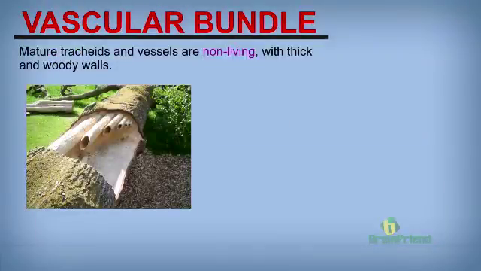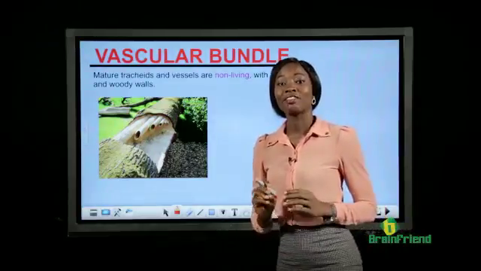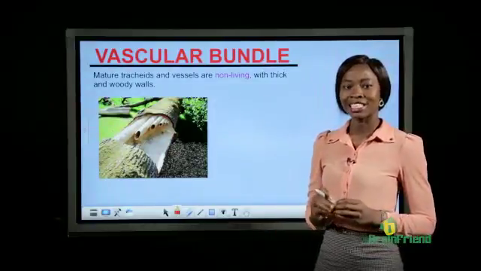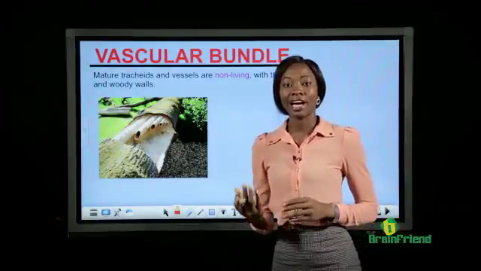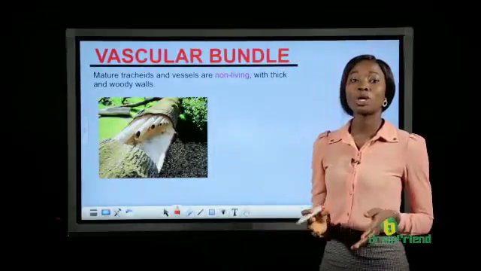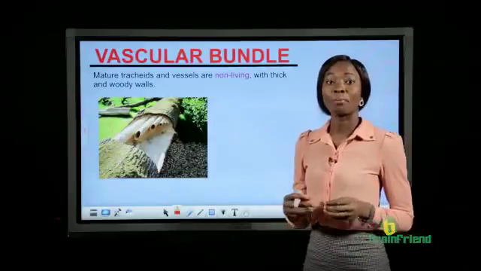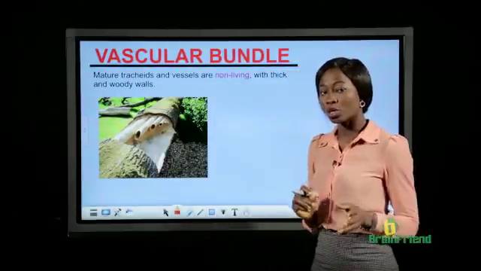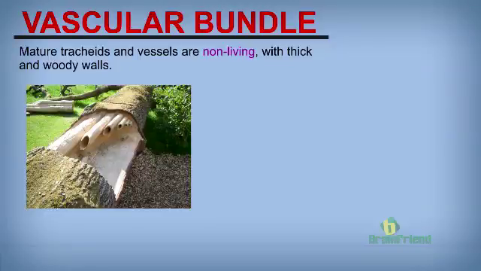In xylem tissues, the mature tracheid and vessel cells are non-living. This means that from the early stage, the tracheid and vessel cells are living cells. They grow to a point where they die off and become non-living. These non-living tracheid and vessel cells make up the woody parts of plants that we always see.